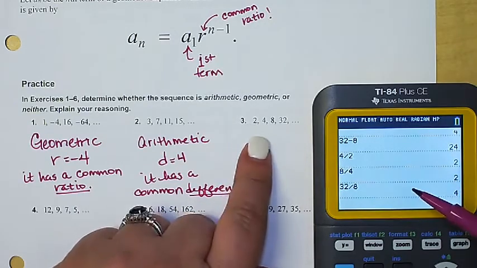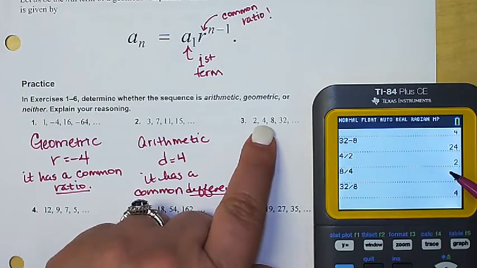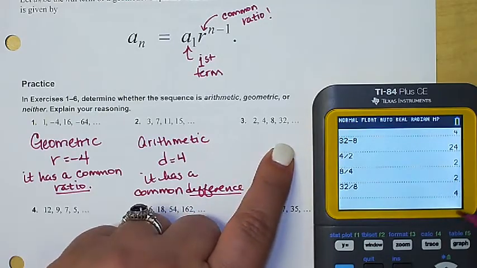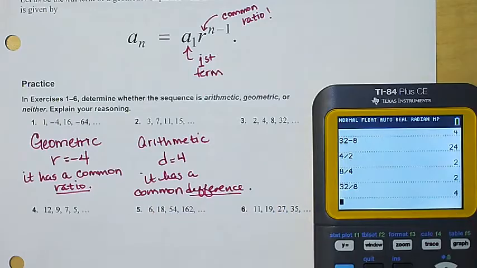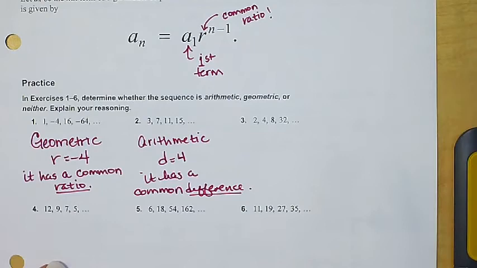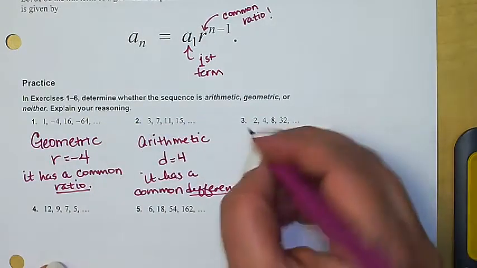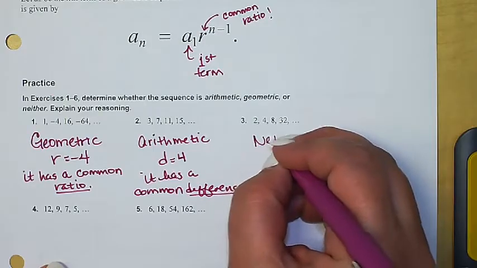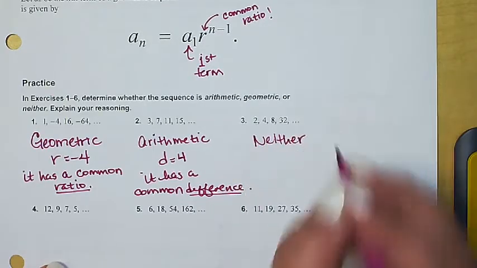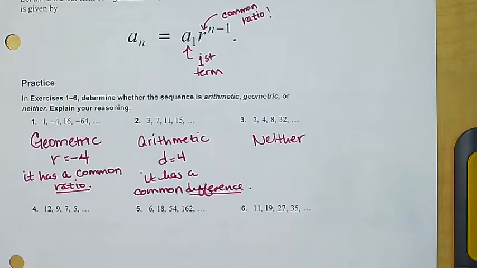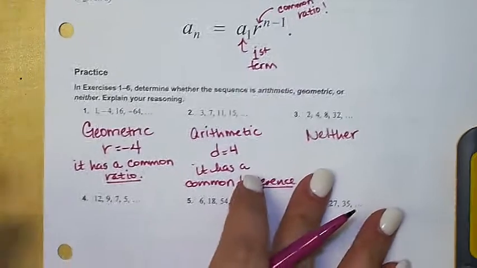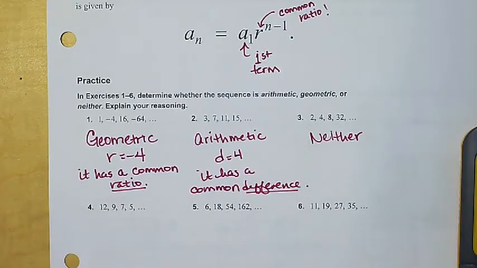So 4 divided by 2 is 2. 8 divided by 4 is 2, but 32 divided by 8 is not 2 anymore. So the ratio did change. Eventually it did. And this means that it is not geometric either. So it ruled out arithmetic, and now we can rule out geometric. So we're just going to say this is neither one. Okay. Go ahead and stop here and try number 4 and see if you can determine which of the sequences this is or if it's a neither.